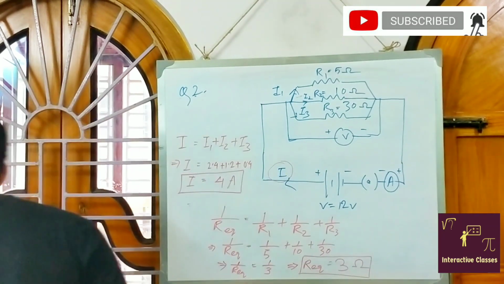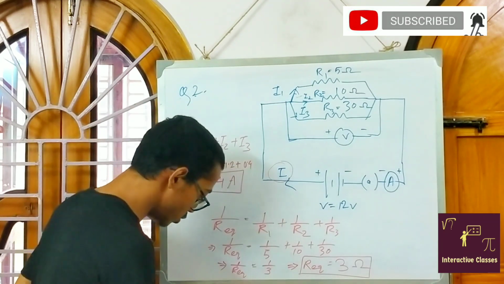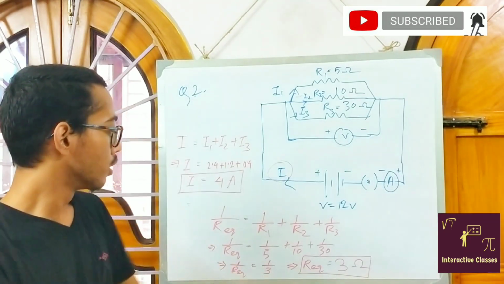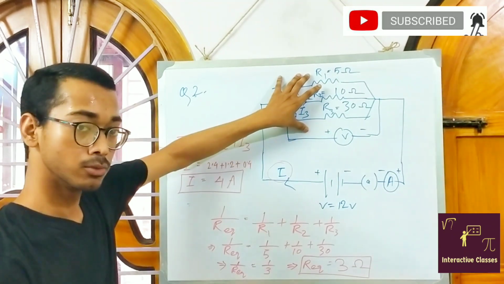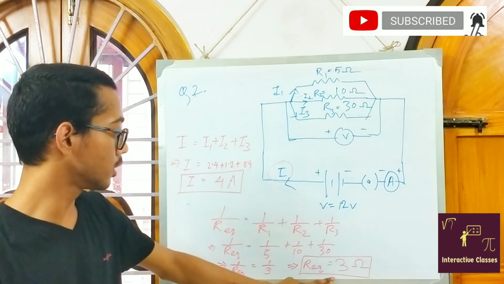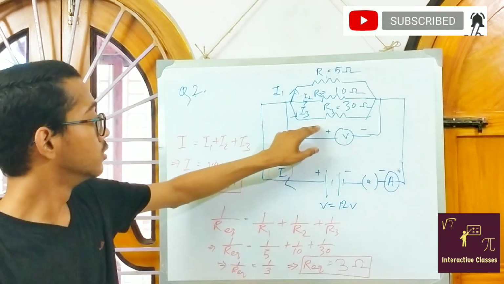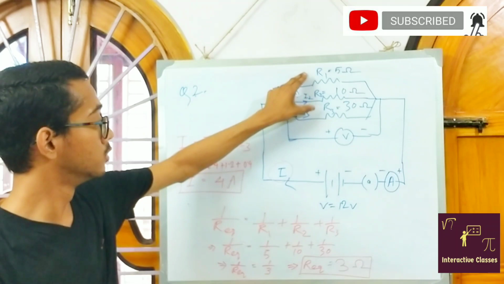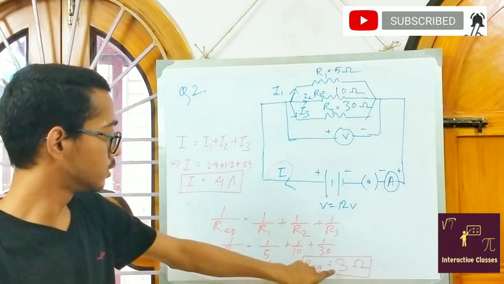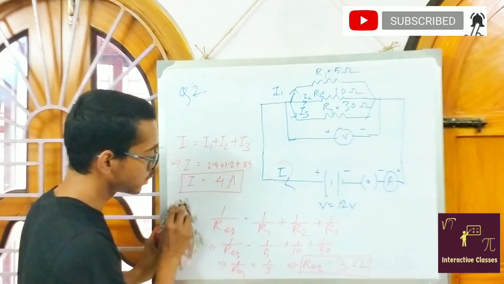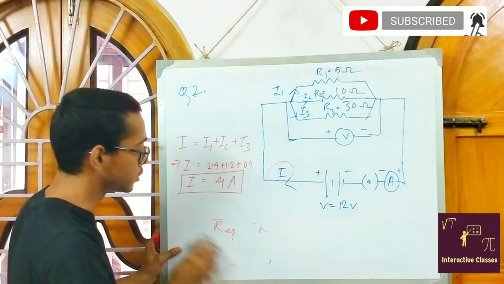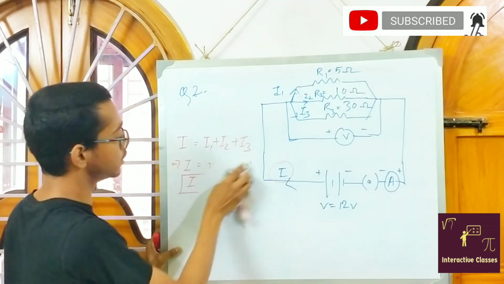So see how simply we have done these numerical problems. Also remember, in parallel combination, the net resistance or the equivalent resistance of the circuit is lower than the individual resistances. See here: 5 ohm, 10 ohm, 30 ohm, and you get the equivalent resistance as 3 ohm. That means the total resistance of the circuit decreases in parallel combination, whereas in series combination the total resistance increases.